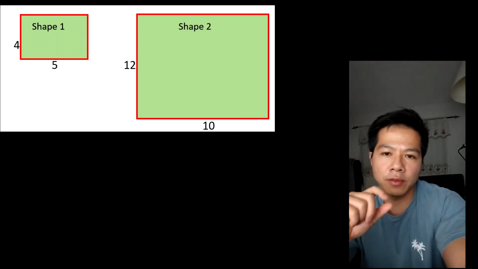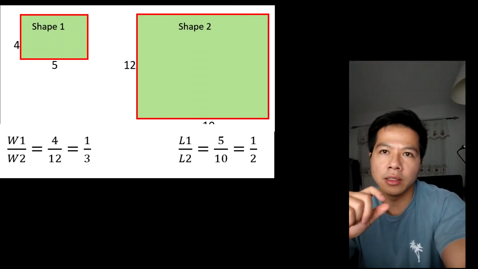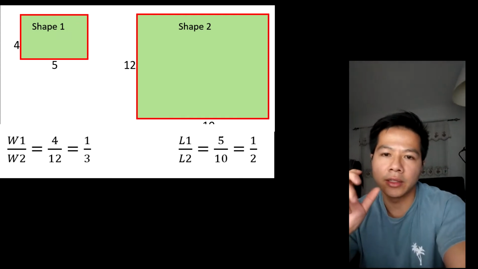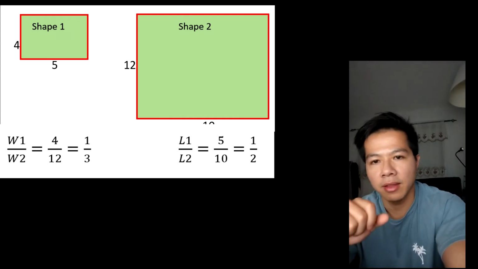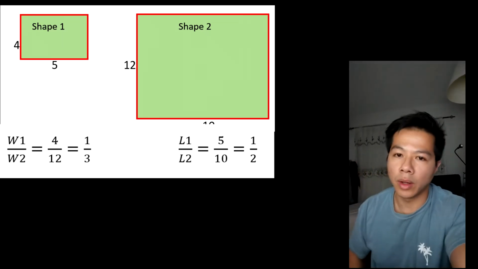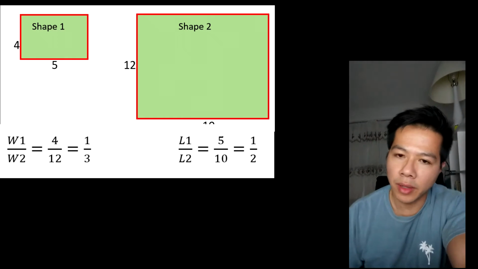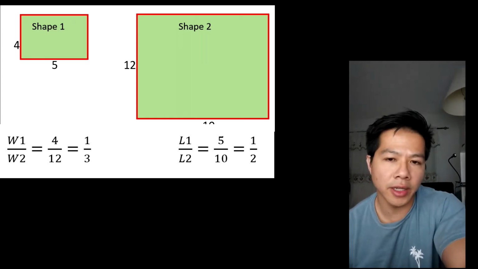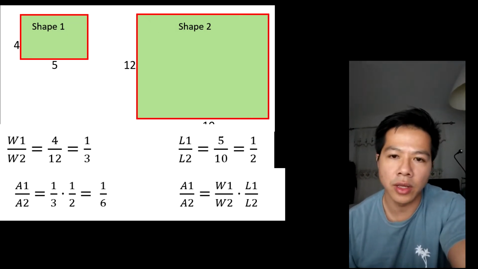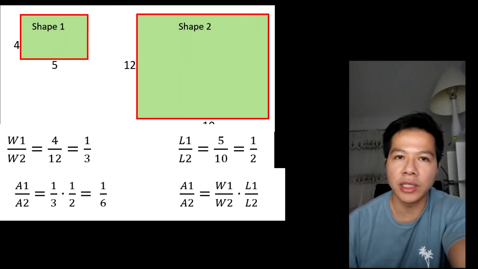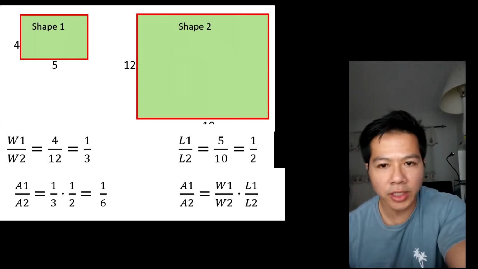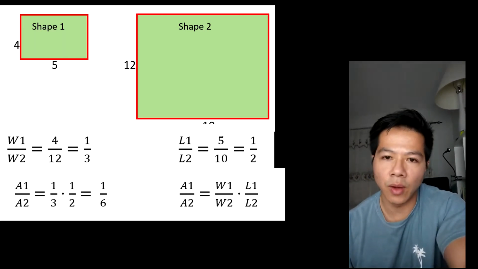You take the ratio of the width, that is 4 to 12, and you simplify that, that's 1 to 3, and you take the ratio of the length, which is 5 to 10, and simplifying that gives you 1 to 2. Now if you want the ratio of the area, you just take the ratio of the length multiplied by the ratio of the width. So 1 to 3 times 1 to 2 gives you 1 to 6. So the ratio of the areas is 1 to 6.